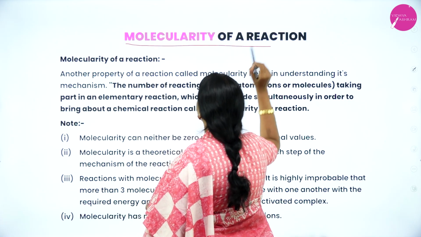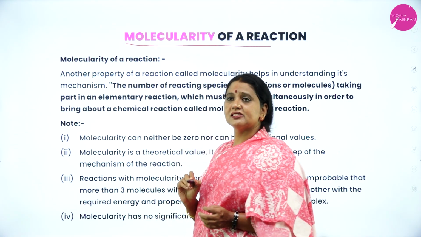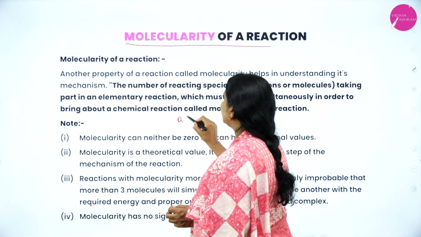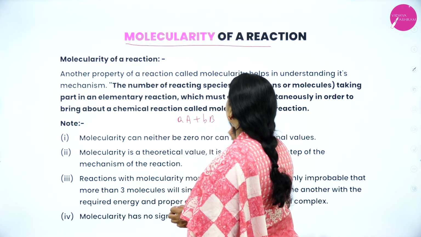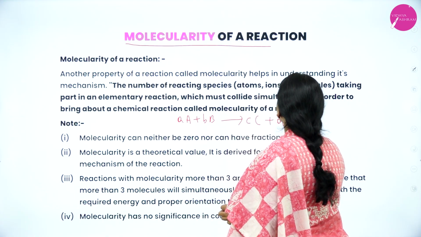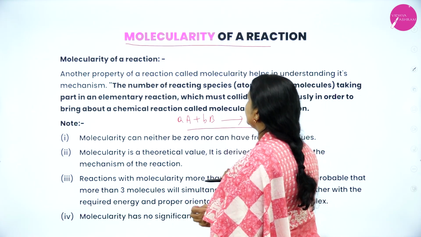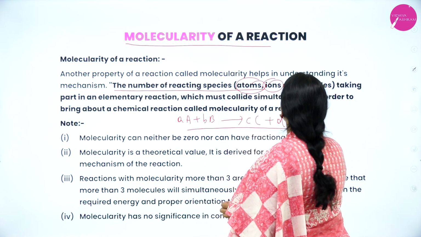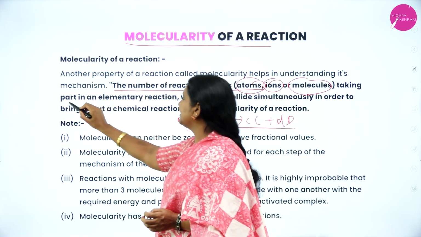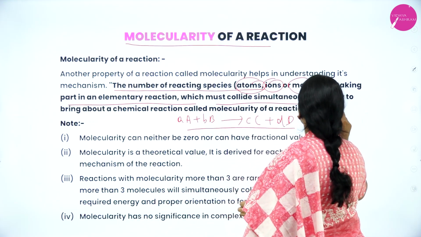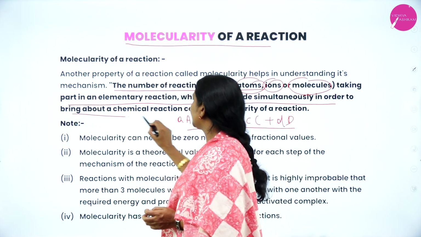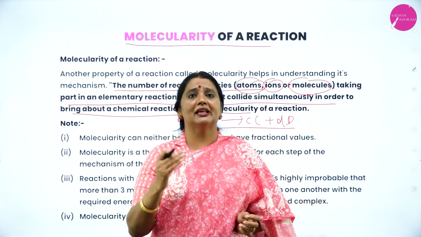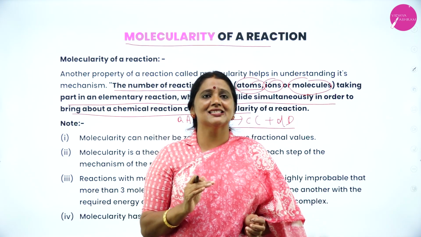Now I am going to molecularity. To know the molecularity of a chemical reaction, you just need the balanced chemical equation. If I consider this as a balanced chemical equation, the number of reacting species, whether atoms, ions or molecules, taking part in an elementary reaction which must collide simultaneously in order to bring about a chemical reaction is called what? Molecularity. Therefore, to get molecularity, you require the complete balanced chemical equation.